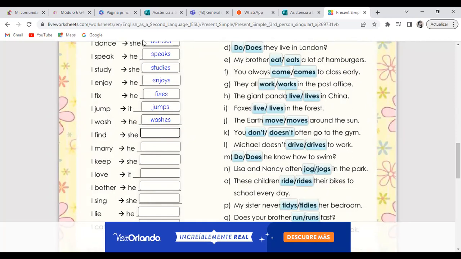Find means encontrar. Aquí solamente le agregamos una S. Finds, like that. All right. Mary. Mary termina con Y, pero antes del Y hay una consonante. Entonces, marries.